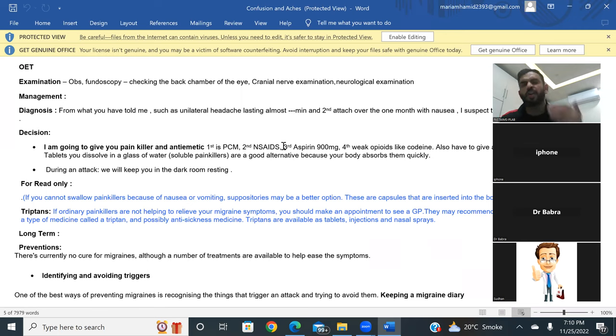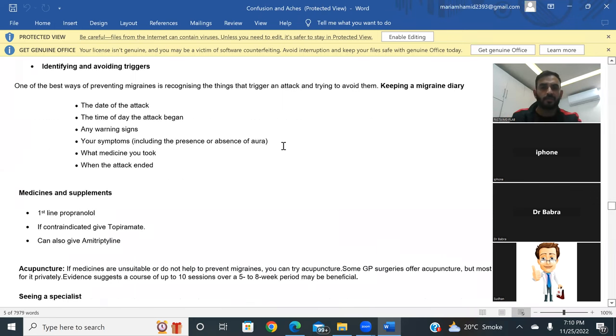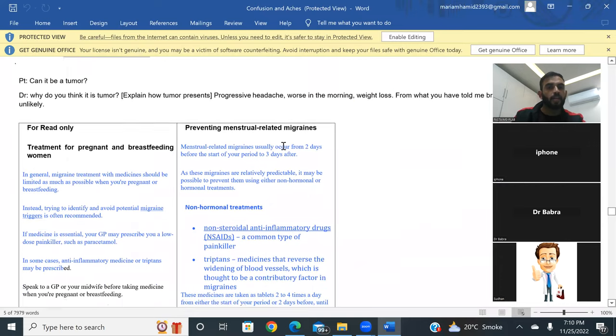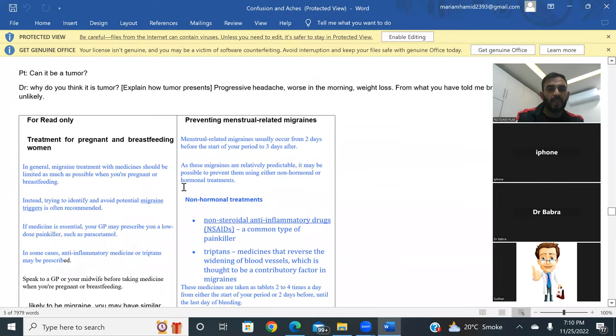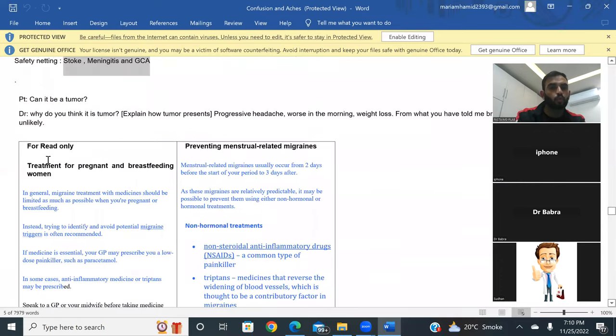But this is an important scenario. That is why I have put many things. Most of it I have copied from the NHS website. Again, this I have brought from the NHS website. These are two treatments for pregnant and breastfeeding women. Just give a read to this, and to the prevention of menstrual headache.